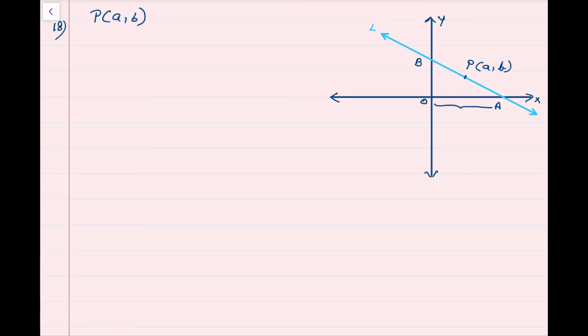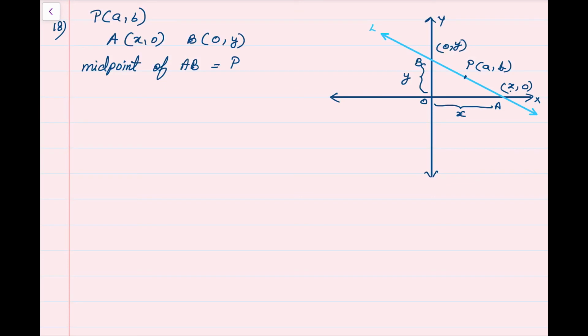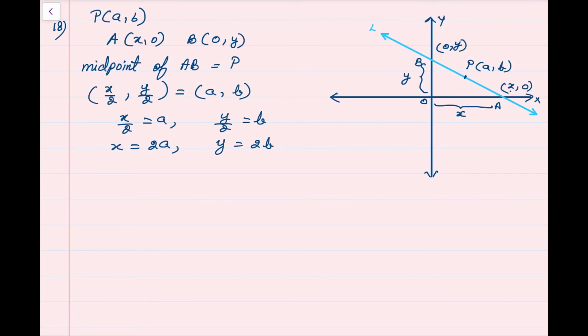Let us take the x-intercept of this line as x and the y-intercept as y. Here we cannot take the intercepts as a and b because the point has been given as (a, b). The coordinates of A are (x, 0) and coordinates of B are (0, y). We will use the midpoint formula. The midpoint of AB is the point P: (x plus 0)/2, (0 plus y)/2 is the midpoint of AB, and P is (a, b). Let us equate the x coordinates and the y coordinates, from which we get x as 2a and y as 2b. Now we know the intercepts.